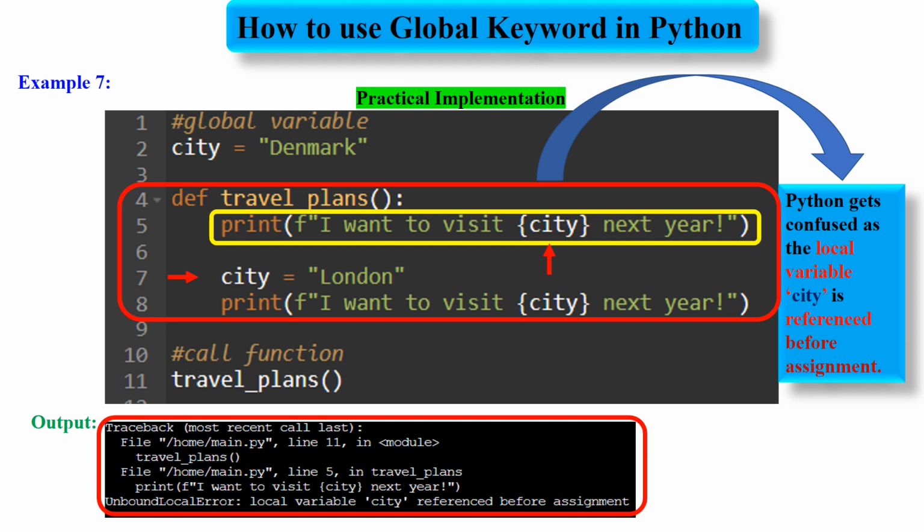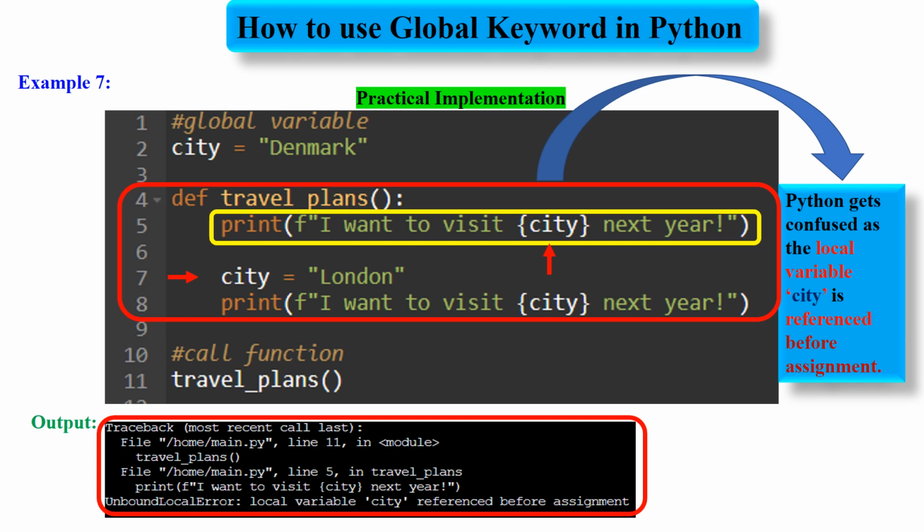Since the variable city is assumed to be local, the attempt to print its value earlier leads to an error because the local variable city is referenced before it is assigned a value. The error message UnboundLocalError, local variable city referenced before assignment, indicates that the variable city is being treated as a local variable but is referenced before it is assigned a value within the function.